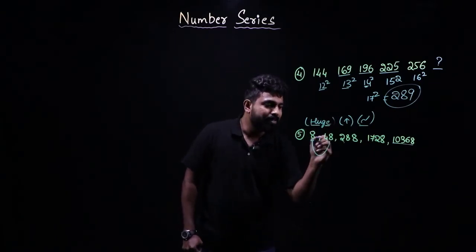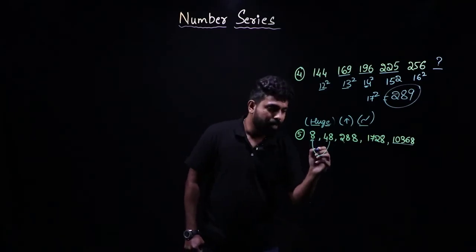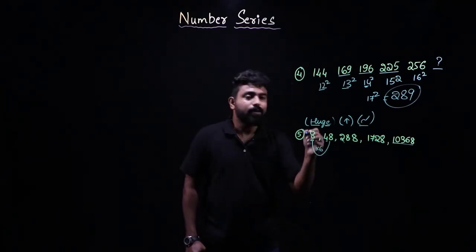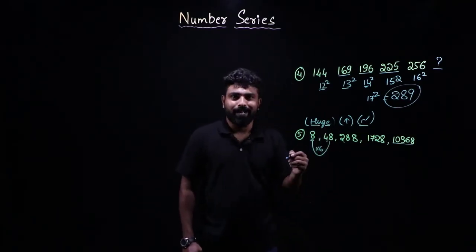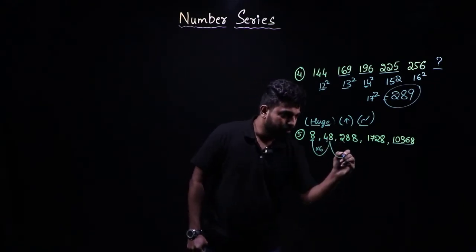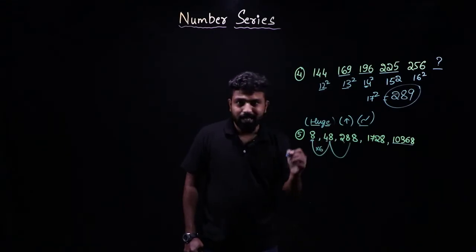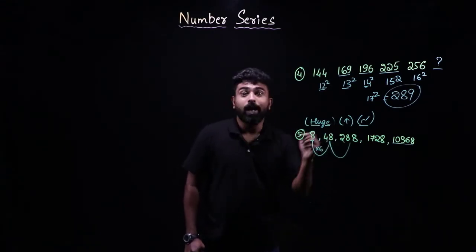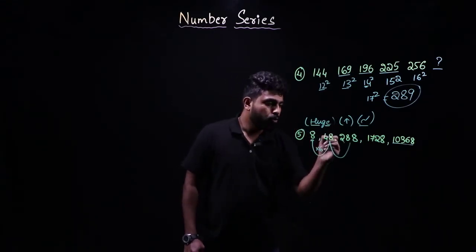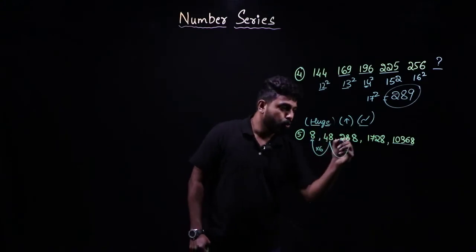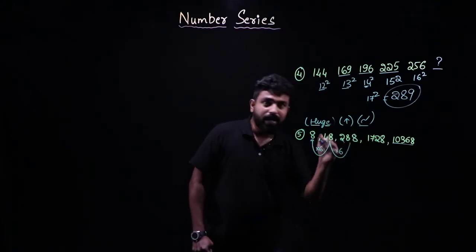What if I multiply 8 to get 48? I'll have to multiply 8 with 6 to get 48. 8 into 6 is 48. Let me check this logic for the next term as well. What if I multiply 48 with 6? 6 into 40 gives me 240. 6 into 8 gives me 48. 240 plus 48 gives me 288. So my logic is working here as well.